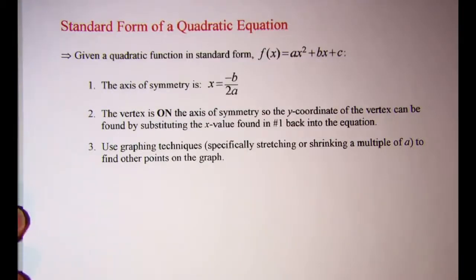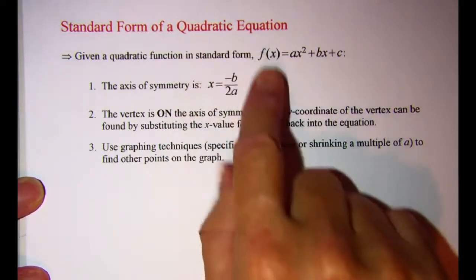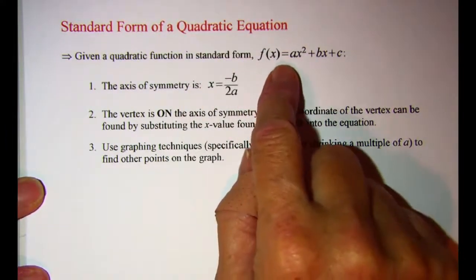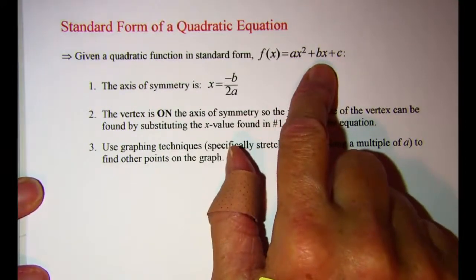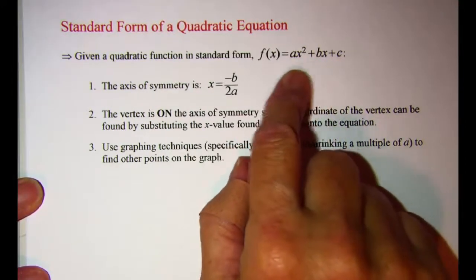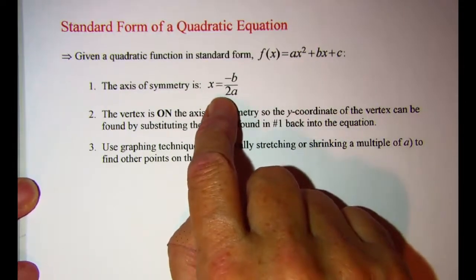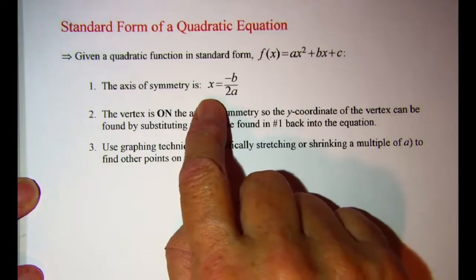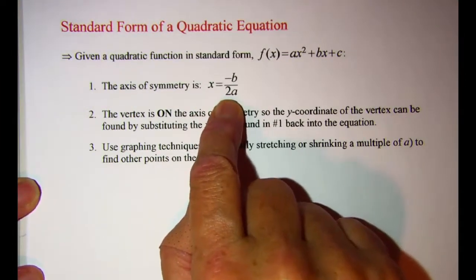In this video, we'll be talking about graphing a parabola from the standard form of the equation. If we're given the standard form of a quadratic equation, f of x equals ax squared plus bx plus c, we can find the axis of symmetry for the parabola with the equation x equals negative b over 2a.